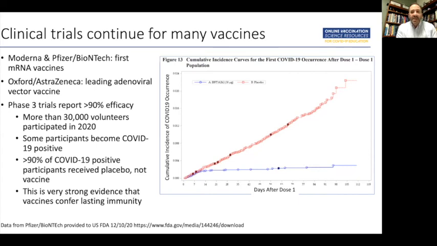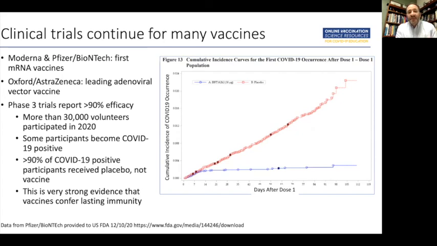So this was pretty exciting results, that the vaccine was very effective. People who got the vaccine did not get COVID-19. And for both of those mRNA vaccine candidates, the phase 3 trials reported over 90% efficacy, which means that more than 90% of the people who got the vaccine were protected and did not get COVID-19 during the trial period.